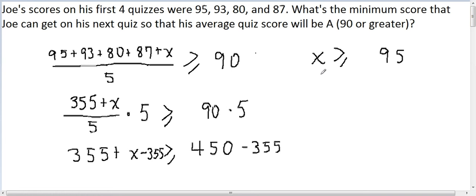So this tells us that if Joe gets at least a 95 on his next quiz, then he'll end up with an average of A, 90 or greater.